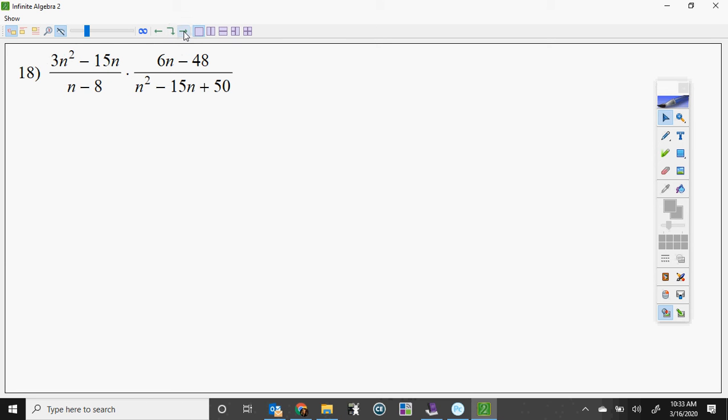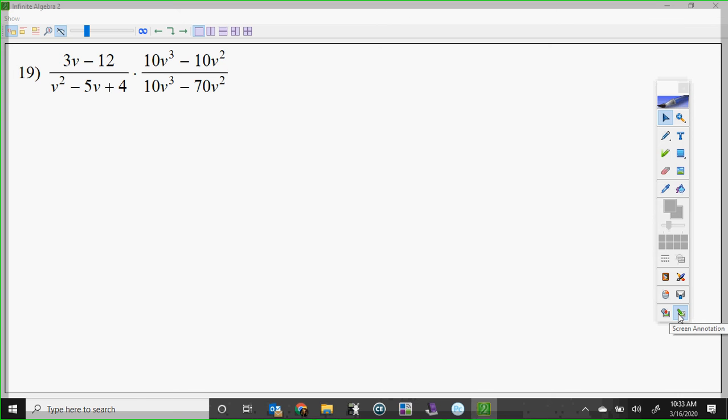So let's see what it looks like when we're multiplying and dividing. So 19 we're going to work. When I multiply two fractions, I just multiply across. But to make this easier, I'm going to try to cancel out as much as I can before I actually do any multiplying. So let's look at the top left side. Is there something I can factor out of 3v minus 12? Well, I can factor a 3 out, leaving me with v minus 4.